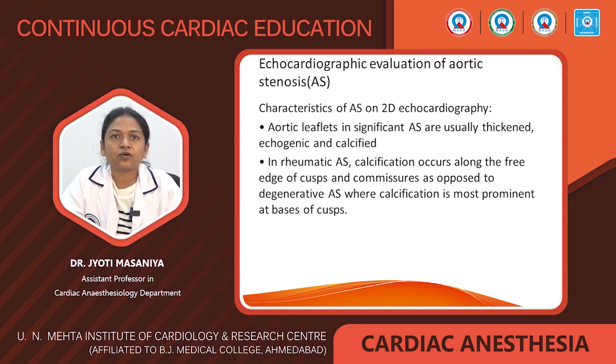The characteristic of aortic stenosis on 2D echocardiography is that the aortic leaflets in significant aortic stenosis are usually thickened, echogenic, and calcified. In rheumatic aortic stenosis, calcification occurs along the free edge of the cusp and commissures, as opposed to degenerative aortic stenosis, where calcification is most prominent at the base of the cusp.